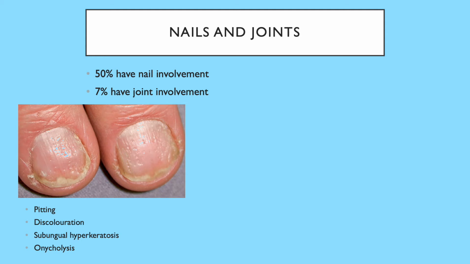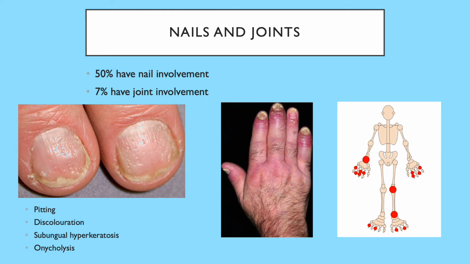7% of patients with psoriasis develop psoriatic arthritis. Skin psoriasis usually develops before joint involvement, with a typical time lag of 5 to 10 years. You'll learn more about this in your rheumatology placement, but psoriatic arthritis is a symmetrical, inflammatory, seronegative polyarthropathy, often affecting the small joints of the hands and feet.